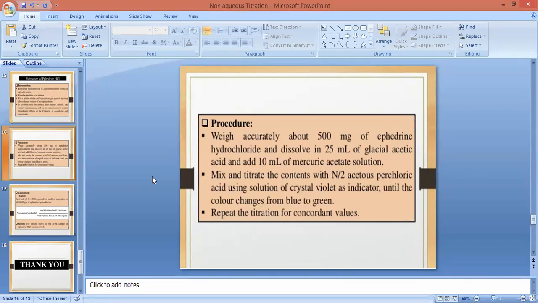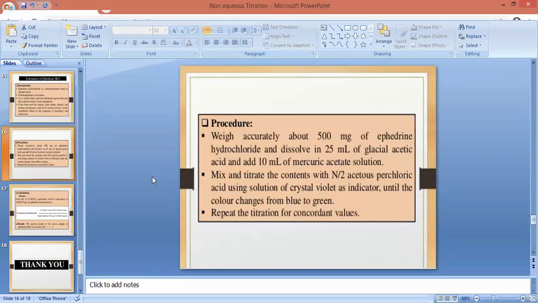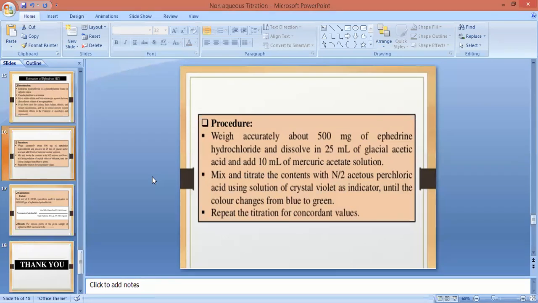For the ephedrine hydrochloride study, we are going to use a standard solution of perchloric acid, which is to be filled into the burette. The contents in the conical flask will be 500 mg of ephedrine hydrochloride.